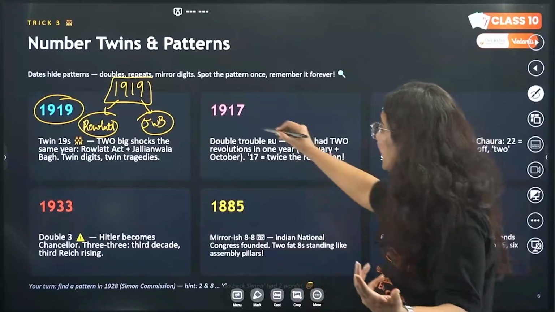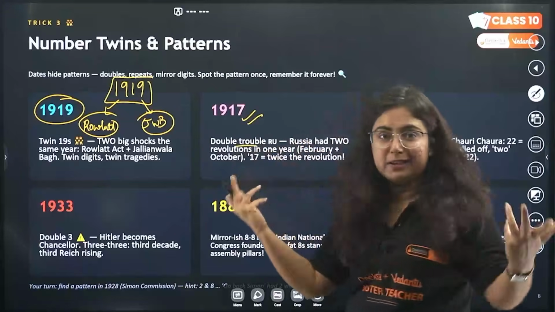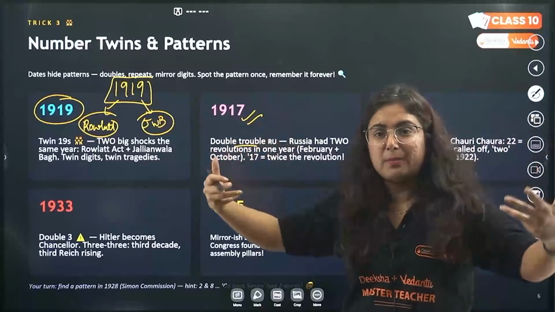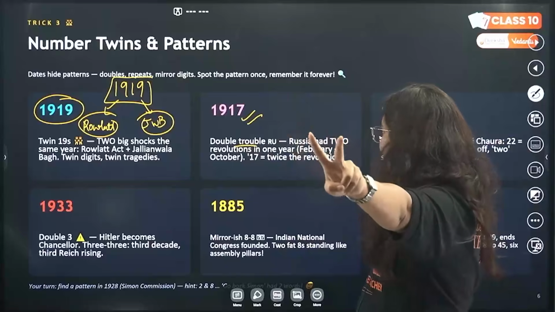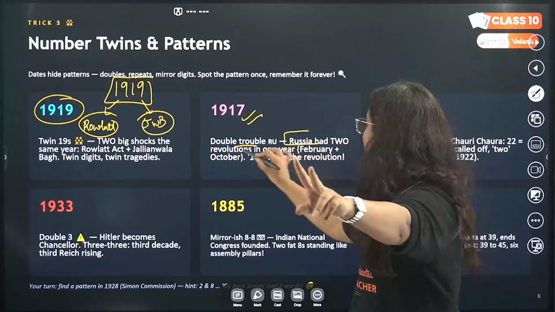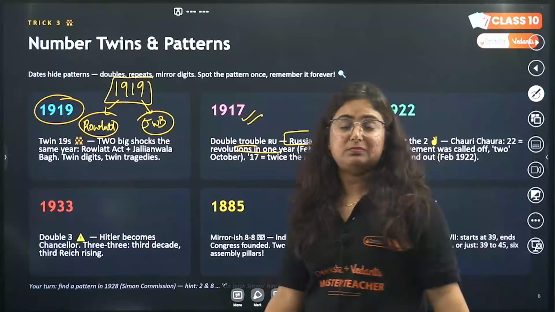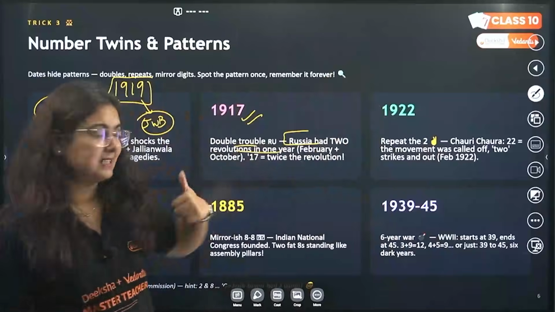Right? Like 1917, double trouble. Remember it like this. 1917, what happened? Double trouble. Two problems happened in the world. One is Russia had two revolutions in the same year. This was, however, in the old class 9th NCERT.